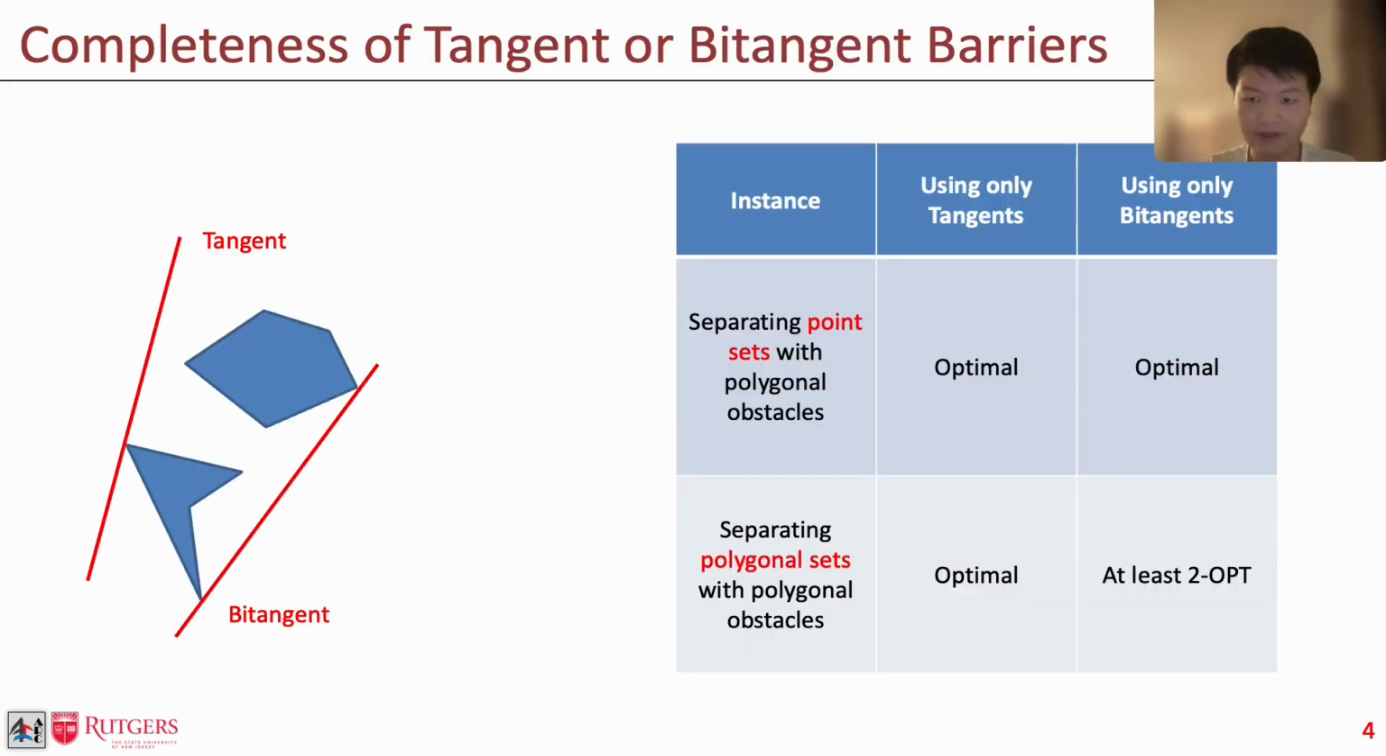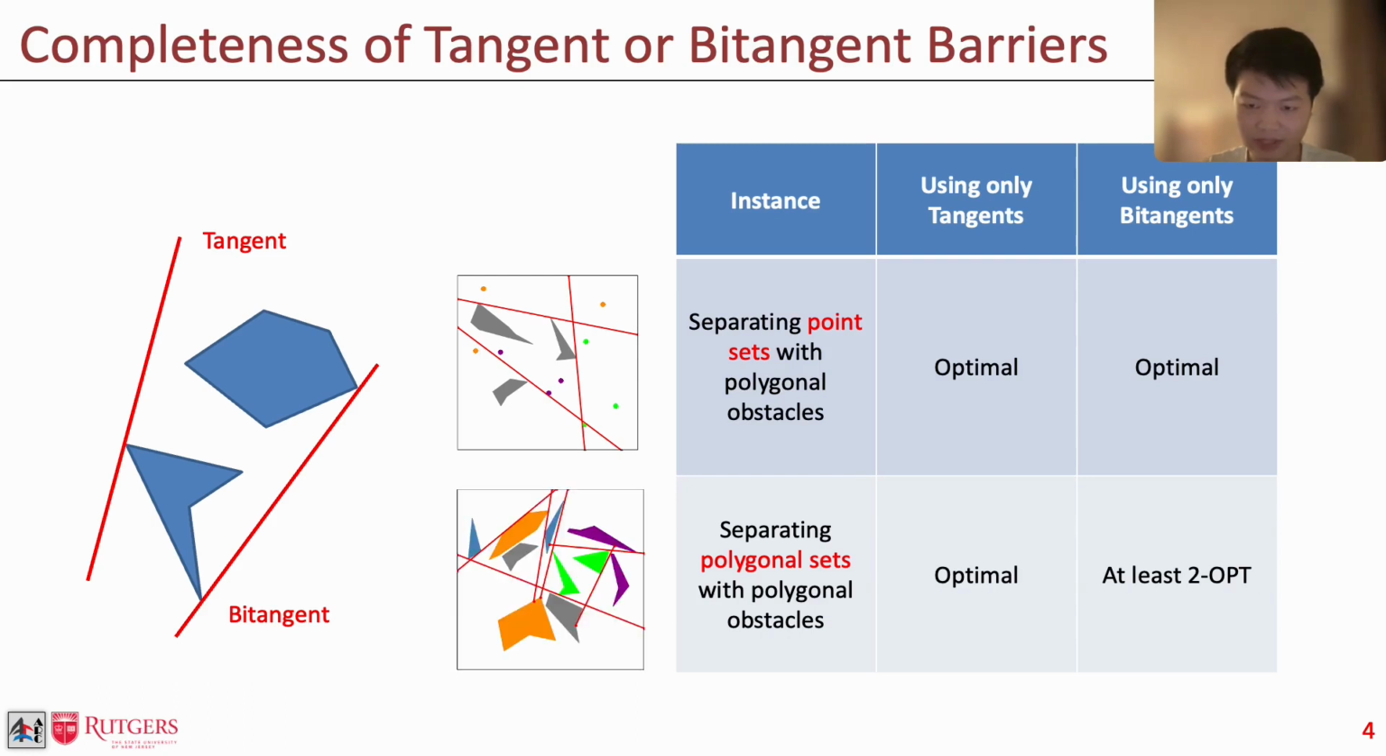While there can be an infinite number of choices in selecting barrier candidates, we show that any barrier sets may be converted to one containing tangents or bitangents. We prove that for separating point sets with polygonal obstacles, using tangents and bitangents are both complete to find an optimal solution. That is, there exists an optimal solution with a minimal number of line barriers that are all tangents or all bitangents. We also show that for separating polygonal sets, using only bitangents can guarantee a two optimal solution.